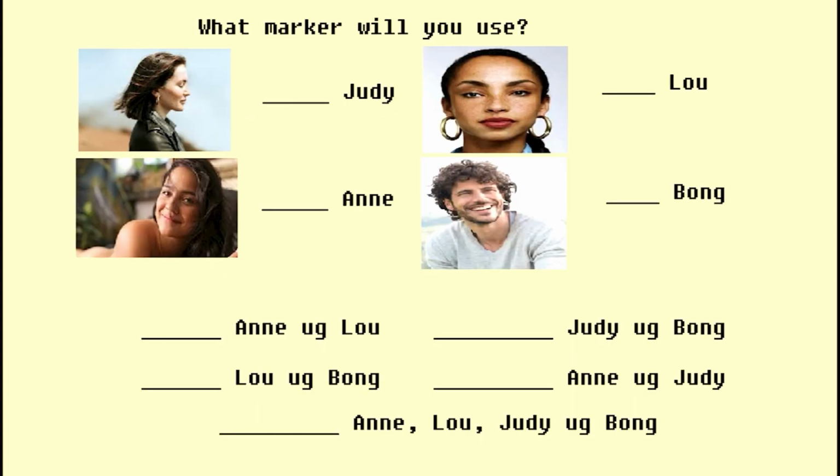Okay. Next, what marker will you use? You see there are 4 photos here. Blank Judy, blank Anne, blank Lou, blank Bong. So, what marker will you use for each one of them? And below that, you'll see blank Anne ug Lu, blank Judy ug Bong, blank Lu ug Bong, blank Anne ug Judy, blank Anne, Lu, Judy, ug Bong. I hope you got that right, guys.